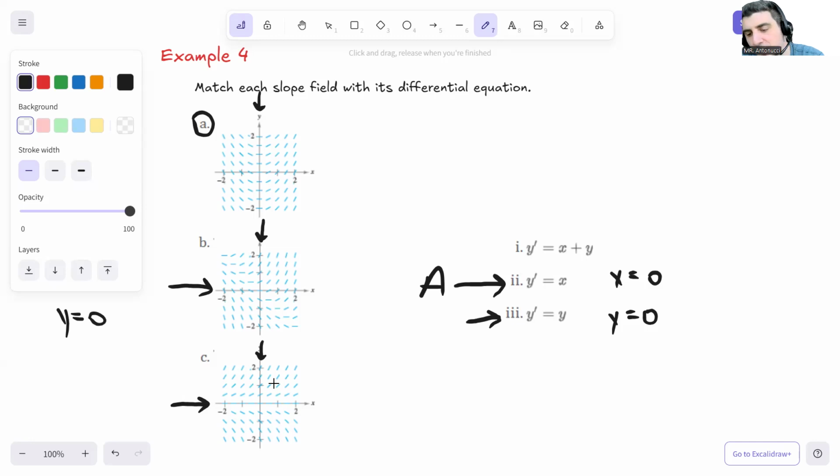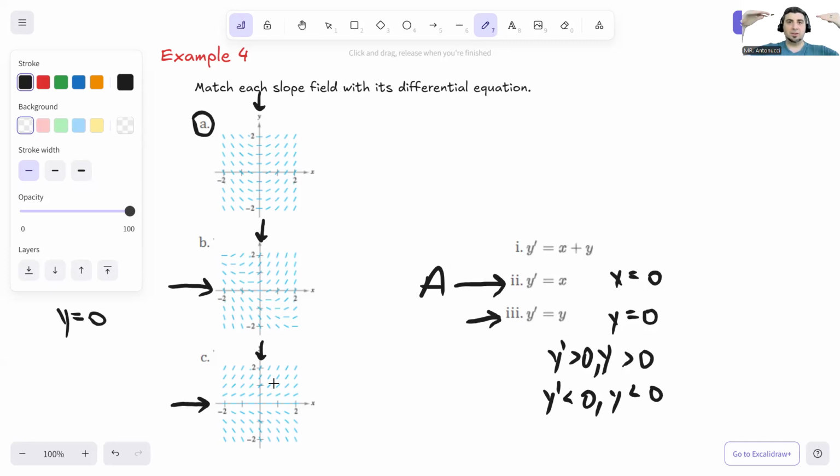Another thing is that since equation 3 is only dependent on y, y prime is going to be positive when y is positive, and the slope is going to be negative when y is negative. That means for any points that have a positive y coordinate, so everything in quadrants 1 and 2, the slope should be positive.